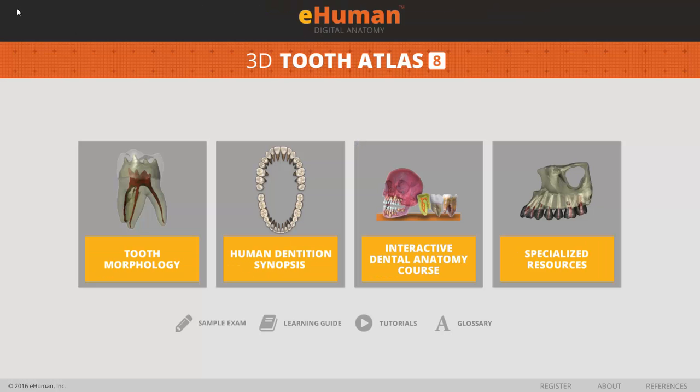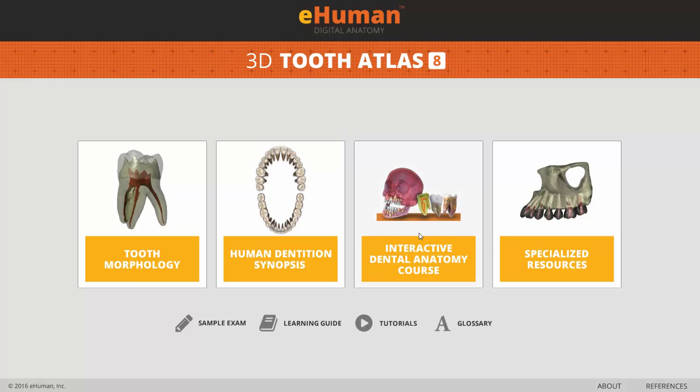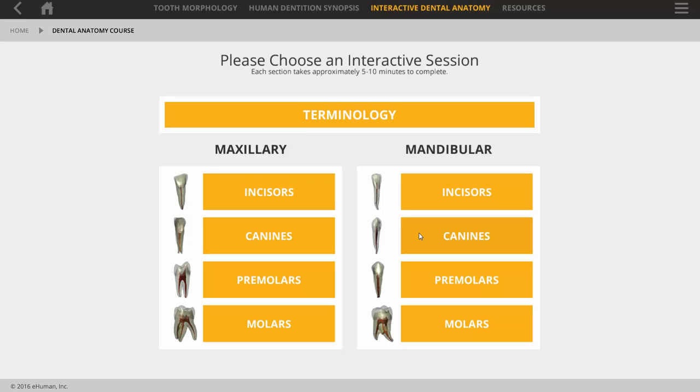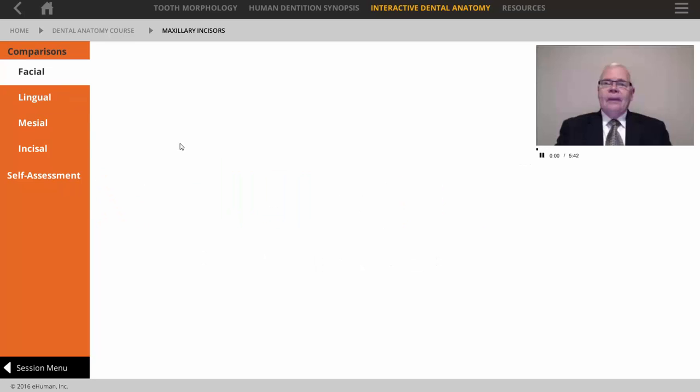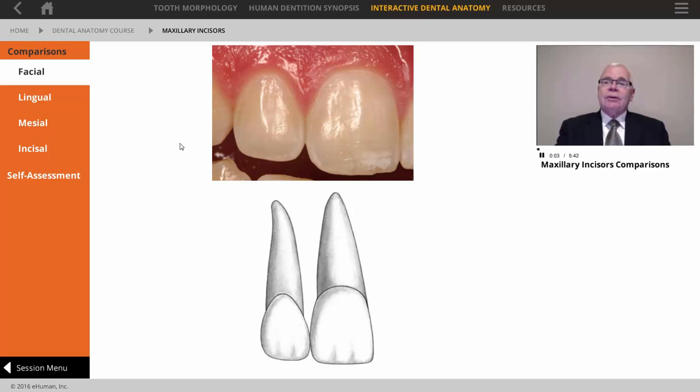If we go all the way back to the splash page, then in this section, the interactive dental anatomy class, these are actually recordings of my information that I would give to the students if I were lecturing. This is actually me lecturing to the students related to use of the human dentition synopsis. So you can go in here, you click on, let's say, the facial view here. We're going to look at how the maxillary central and lateral incisors bear some resemblance to each other, but there are anatomic characteristics that help us to differentiate between the two.